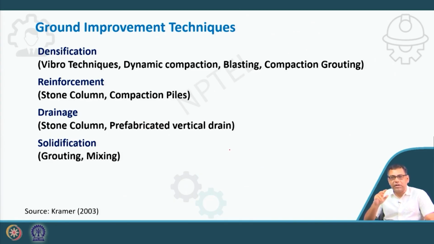And the fourth is solidification, that means providing some material so that the pores of the soil can be filled by it. Now, densification can be done by vibro techniques, dynamic compaction, blasting and compaction grouting. One by one I will discuss all these techniques. Reinforcement can be done by stone columns or compaction piles. Drainage can also be done by stone columns or PVD, prefabricated vertical drain, and solidification can be done by grouting and mixing.